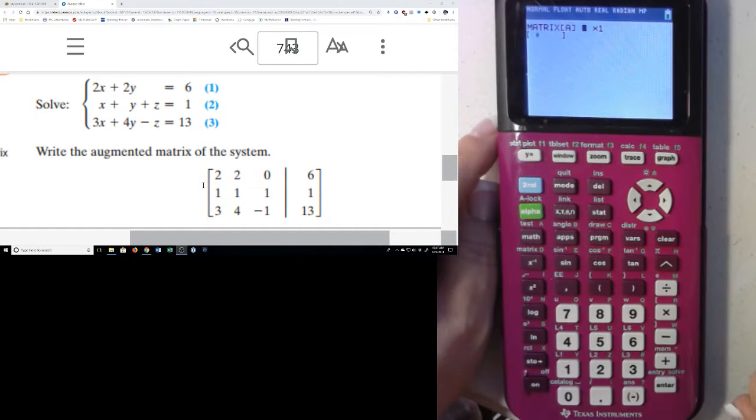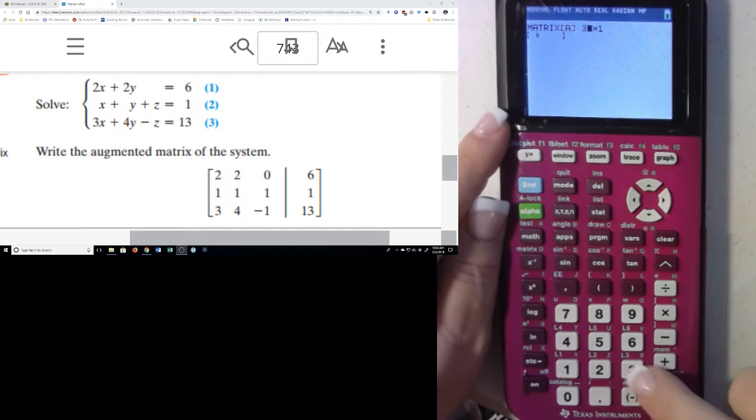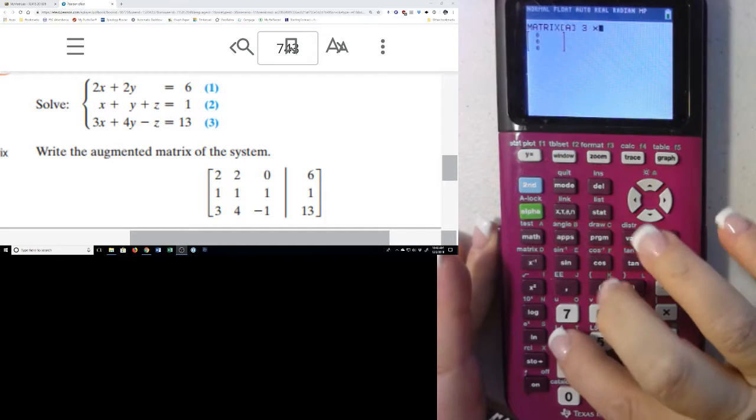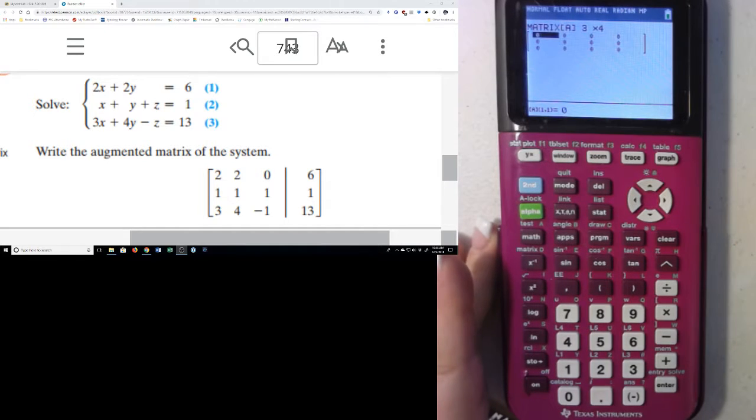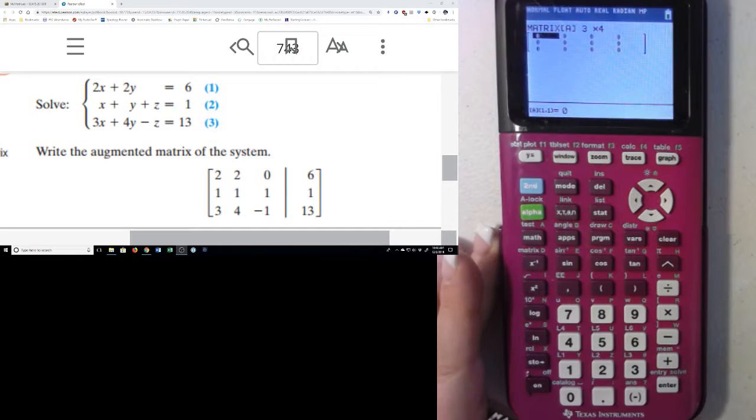So the first thing I have to do is dimension the matrix. Now notice I have a system here of three equations, three unknowns. And when I come over here and look at the matrix, that gives me a matrix with 3 rows and 4 columns. So that is what I need to input: 3 rows, 4 columns, and notice I get a nice little 3x4 matrix sitting there on my screen.